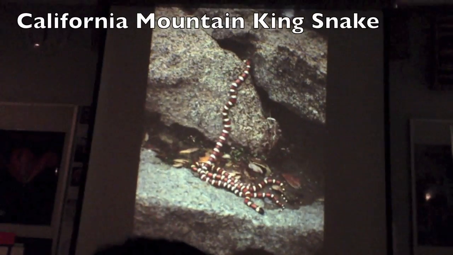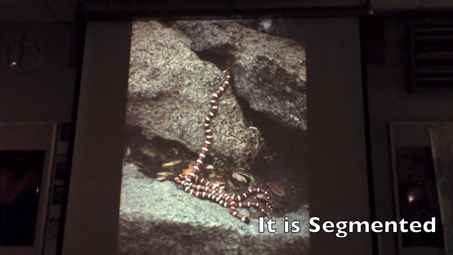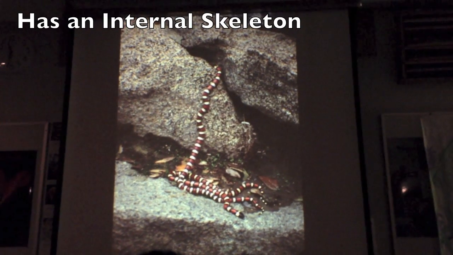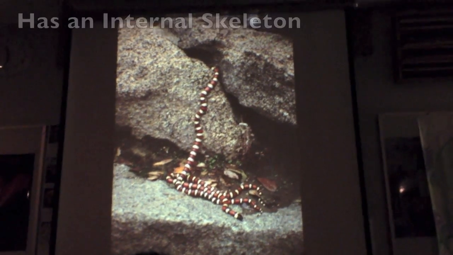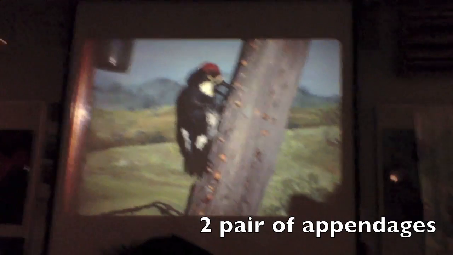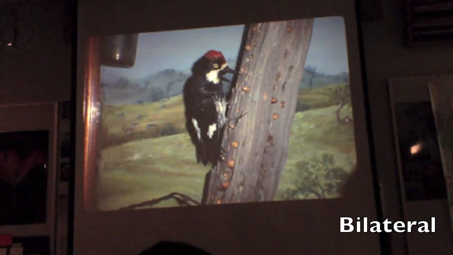California mountain king snake. Is it segmented? No. Yes. What kind of skeleton does it have? California woodpecker. Acorn woodpecker. So I could ask all the same animal structure questions about that too.